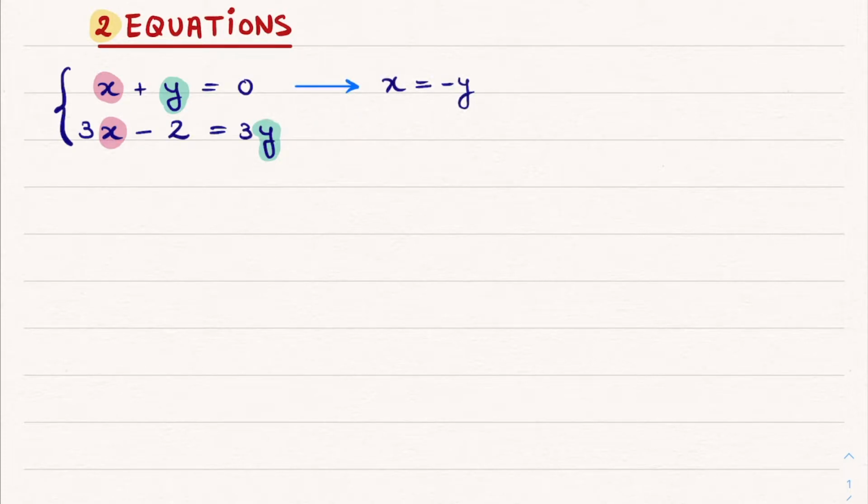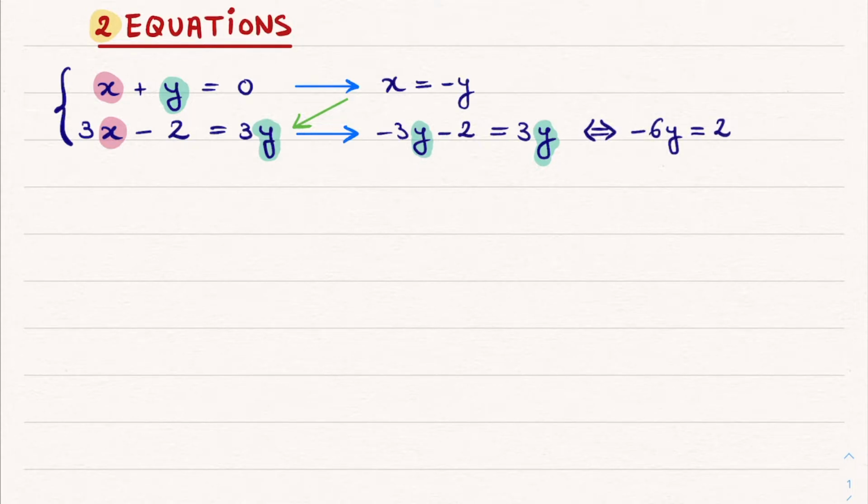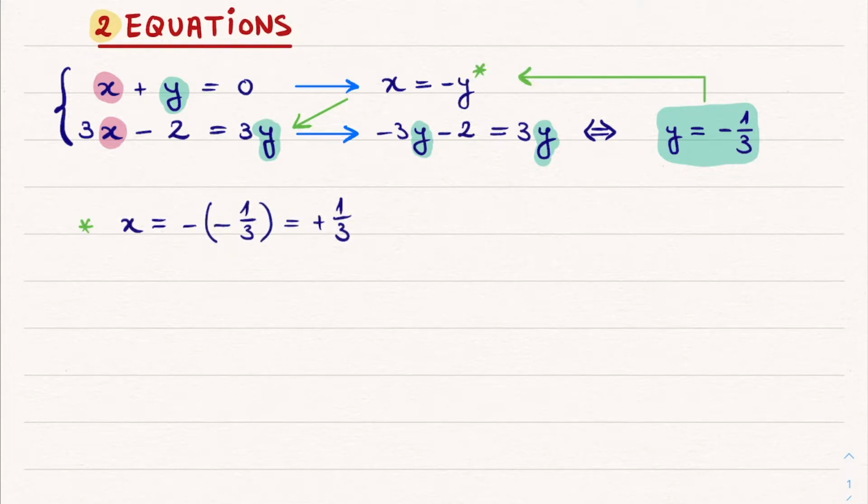From the first equation we find that x is equal to minus y, and this information can be used in the second equation, where we can now replace x by minus y. This gives us an equation that only contains y. Minus 3y minus 2 is equal to 3y. It can therefore be solved to find a single value for y. And in this case, we find that y is equal to minus 1 over 3, our first solution and 1/2 of the way done. Now we work our way back up again.